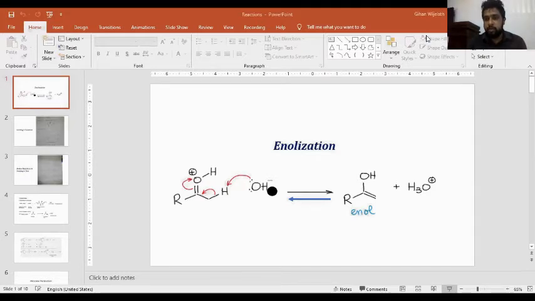You know that when there is a free aldehyde or ketone group, it can be further oxidized into carboxylic acids. That is the redox reaction. There's a reduction as well as oxidation.